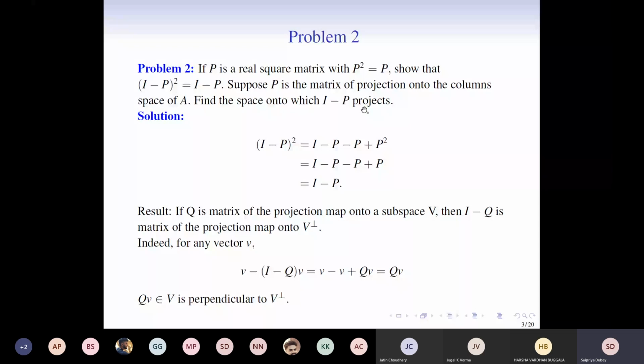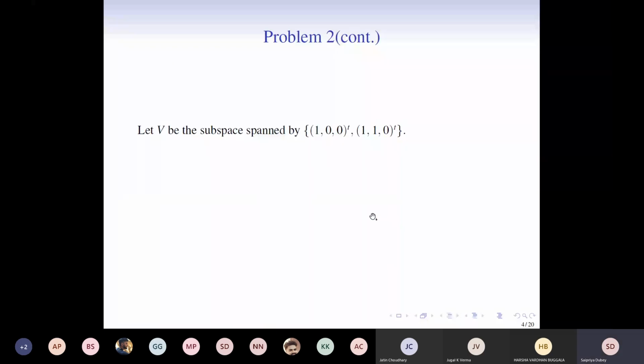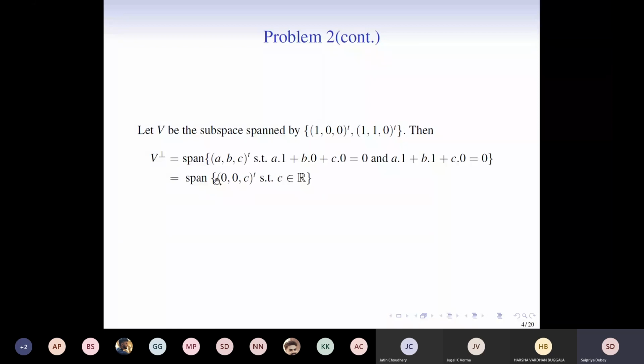We know where P projects: it projects onto the column space of A. So what do we do in order to find it for I minus Q? V is this, so we just need to find V perp. V perp will be the desired space that we want. So V perp is what? The span of all those vectors such that the inner product with these two is equal to 0. The inner product is the usual inner product. So here this is equal to 0 and this is equal to 0.